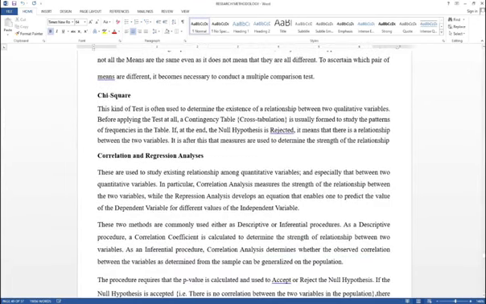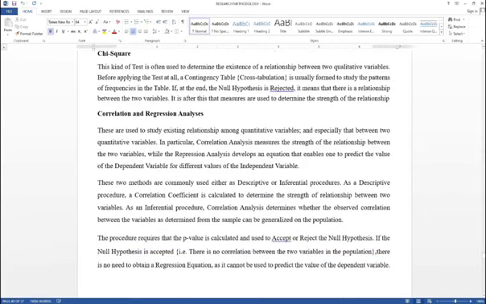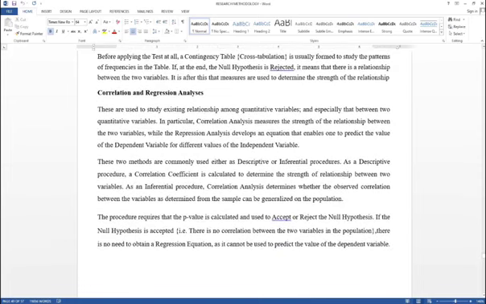All right. So these two methods are commonly used either as descriptive or inferential procedures. As a descriptive procedure, a correlation coefficient is calculated to determine the strength of relationship between two variables. As an inferential procedure, correlation analysis determines whether the observed correlation between the variables, as determined from the sample, can be generalized to the population.